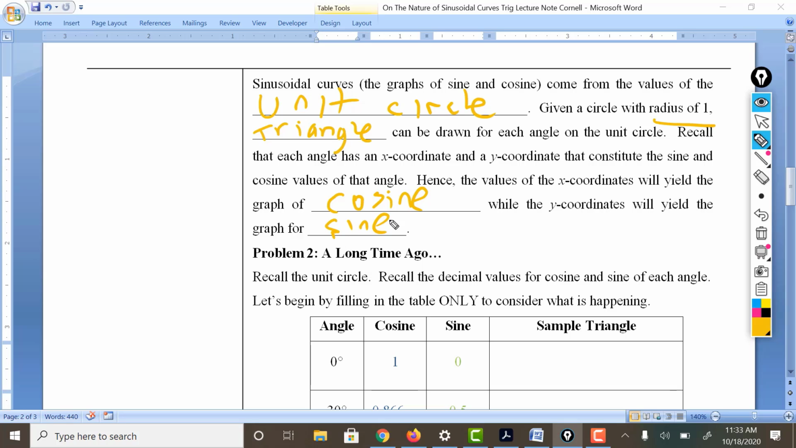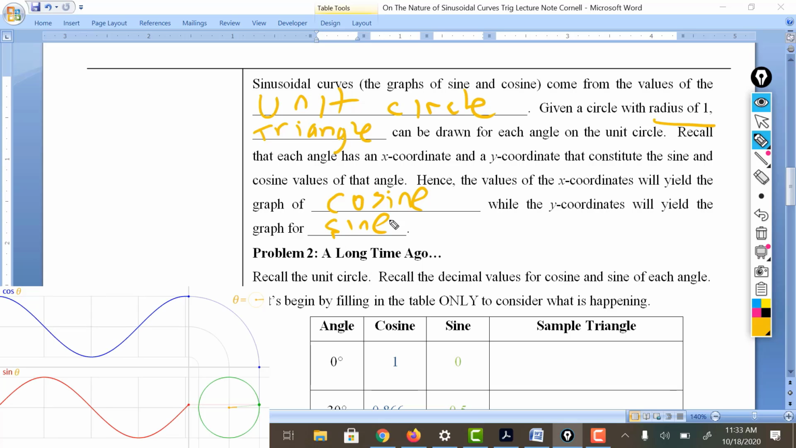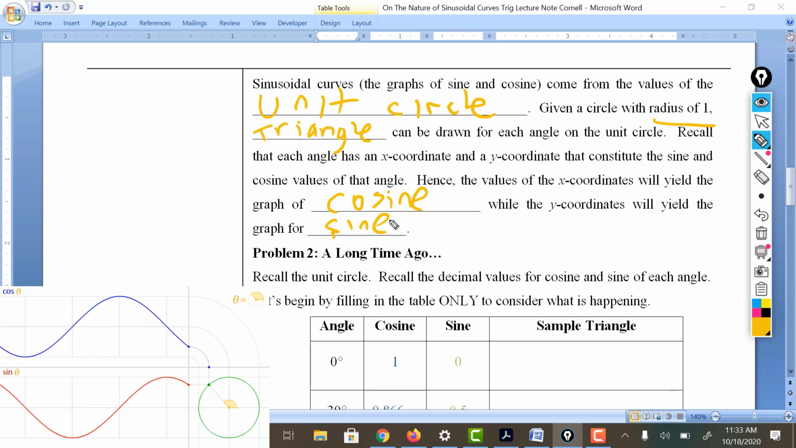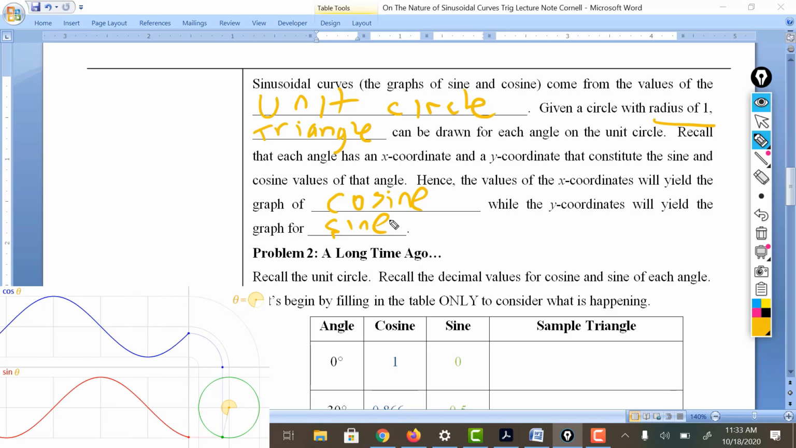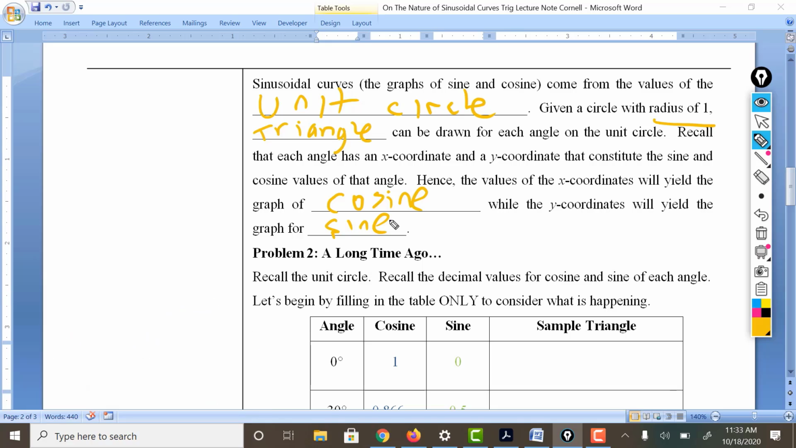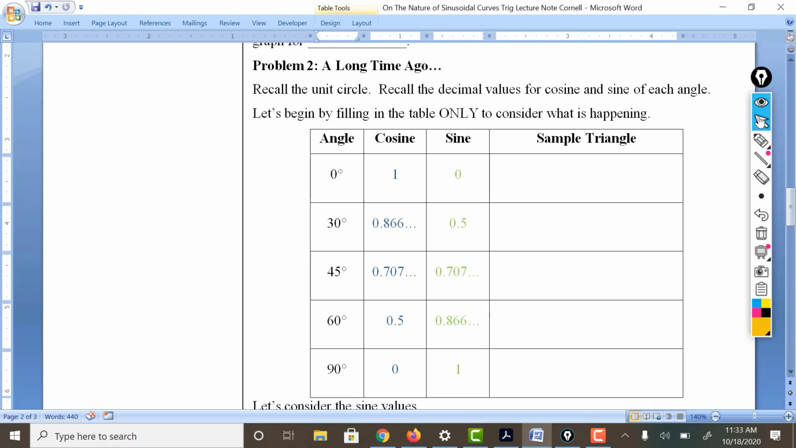We're not going to do both at the same time. If you pick the x values, that's going to generate cosine. And then after that, if we do the y values by themselves, we will get the sine graph. Here we go. So recall the unit circle. We had all of these angles, for example, this would be quadrant 1. You would recall there's quadrant 1, 2, 3, and 4.